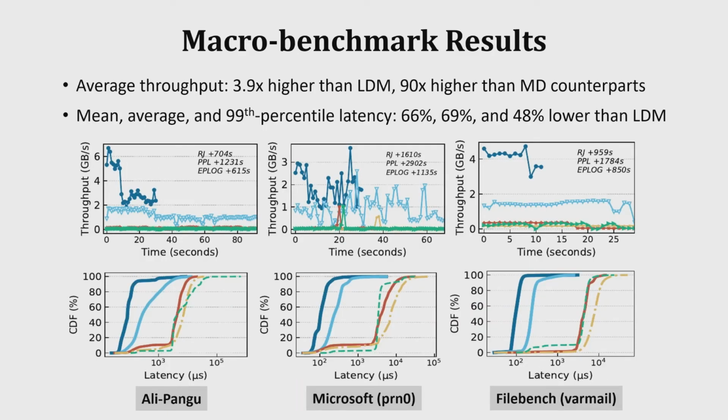For the macro benchmarks, the figures show the throughput performance of Mlog and the other 4 popular RAID buffers over time. Mlog achieves up to 4 times higher throughput and shortens the total running time by up to 70% compared with LDM. Mlog also has at least 69% lower average latency, and the median latencies of Mlog are almost 2 orders of magnitude lower than those of regional and partial parity logging.